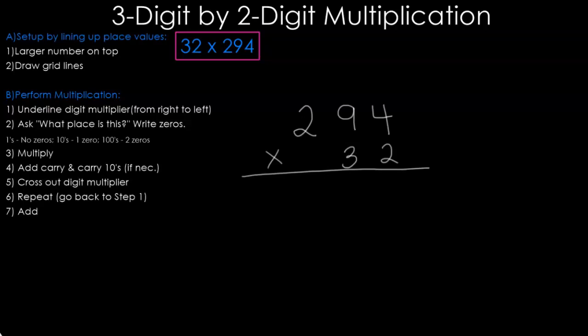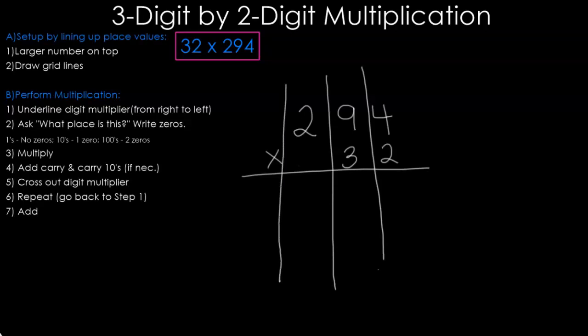Number 2 says draw grid lines. We're going to understand a little bit later why this is going to be helpful. But when I say draw grid lines, what I mean is we're going to draw lines here, here, and here. So this is just going to help increase our accuracy. We'll understand why later.